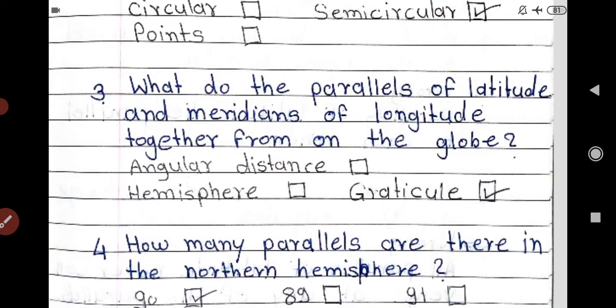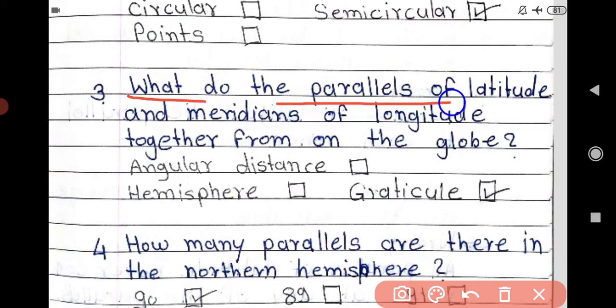Now our question 3 is, what do the parallels of latitude and meridians of longitude together form on the globe? I repeat the question. What do the parallels of latitude and meridians of longitude together form on the globe? Options are angular distance, hemisphere, graticule. So our answer is graticule.